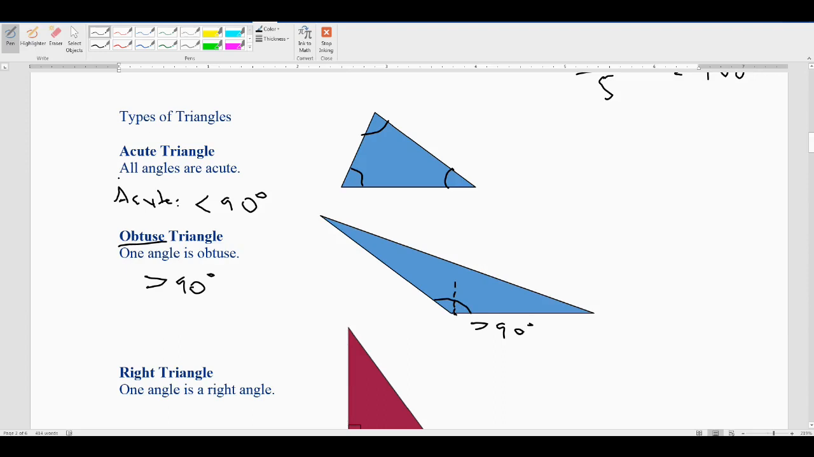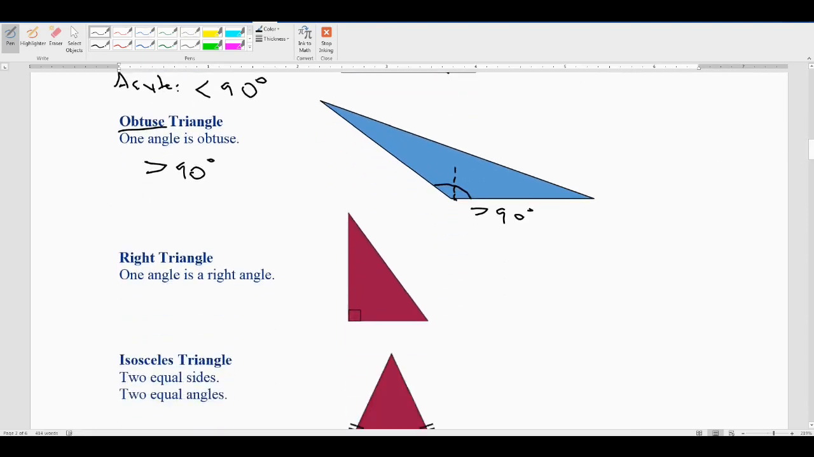So for acute, all angles are less than 90. And for obtuse, at least one angle is greater than 90. And then for a right triangle, one angle is 90 degrees, like this one.